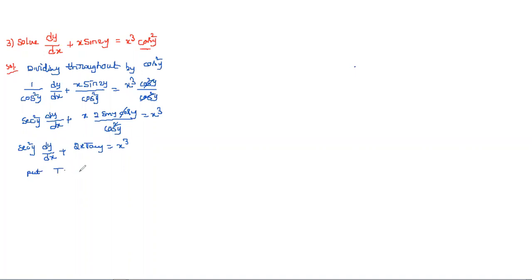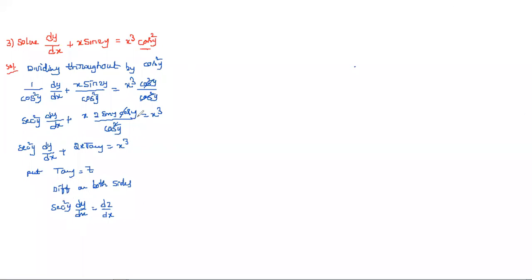Put tan y is equal t. If you want, you can choose that as z. So z you can choose. Tan y is equal to z. Then differentiating on both sides. So if you differentiate this one, what will get? So tan y derivative is nothing but secant square y dy by dx is equal dz by dx.